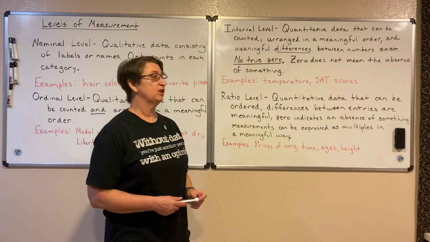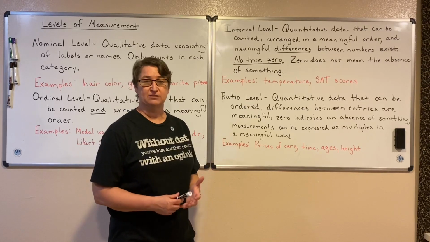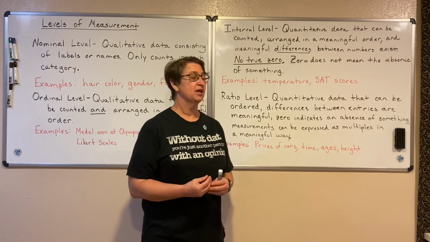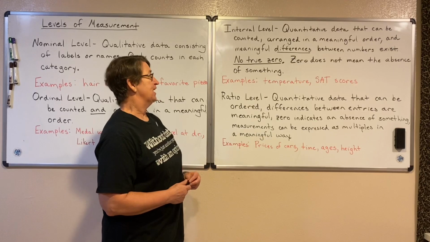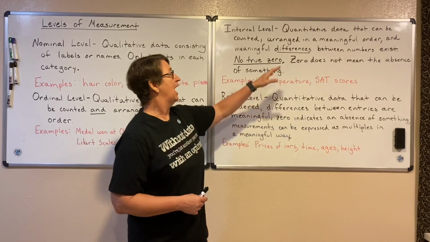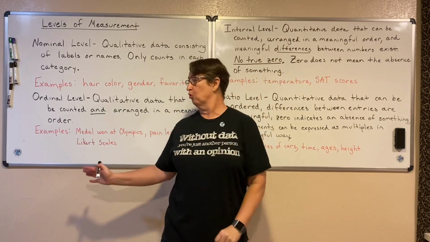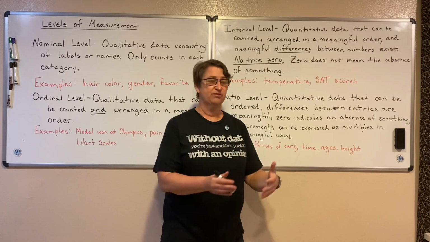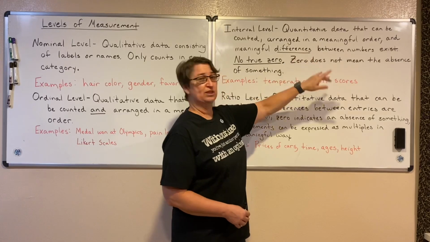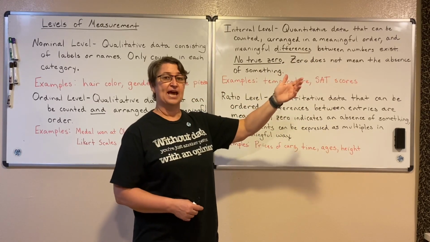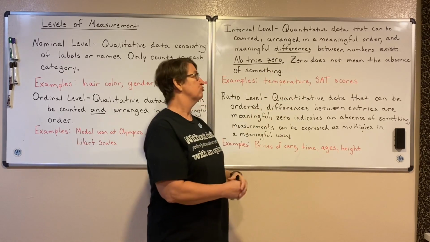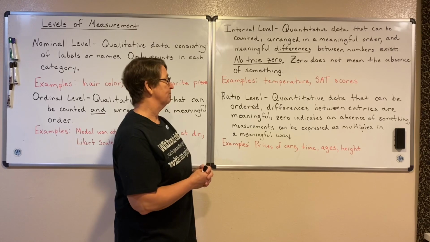With our interval level of measurement, we're now looking at our quantitative data, that data that actually counts or measures something. So this quantitative data can be counted, in other words, I can still see how many are in each category. I can arrange them in some sort of meaningful order, like I did back here. This is bigger than this, is bigger than that. In addition to that, I can see meaningful differences between the numbers. In other words, I could subtract and find out this one is that much greater than this one. So I can actually look at the differences between them.